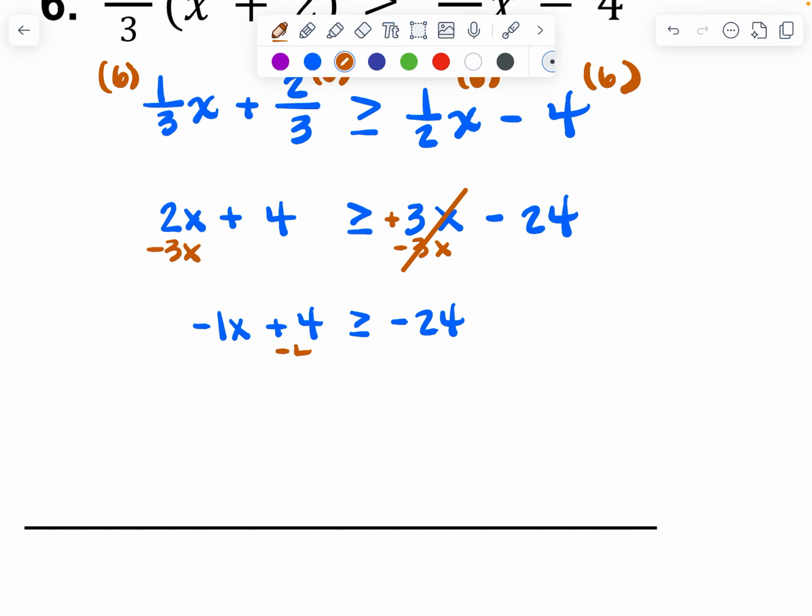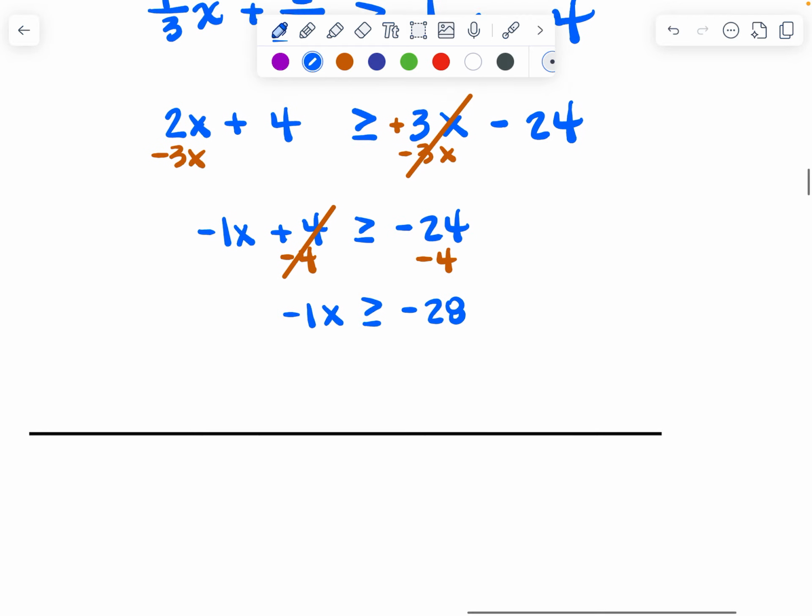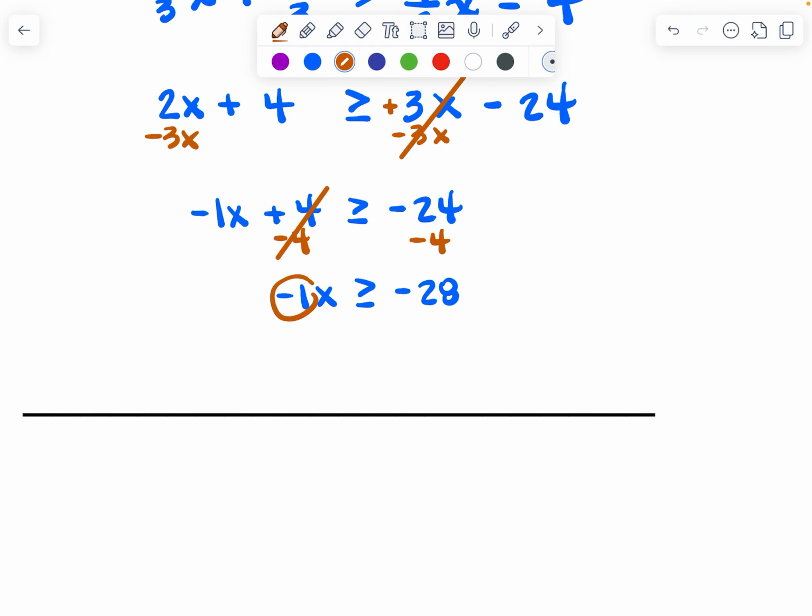And then we need to get all of our constants to the other side. So we're going to subtract 4 to get those 4's to cancel out. So now we have negative 1x is greater than or equal to negative 28. And we're not quite done because we still have this negative 1 multiplier. So we are going to have to divide both sides by negative 1.